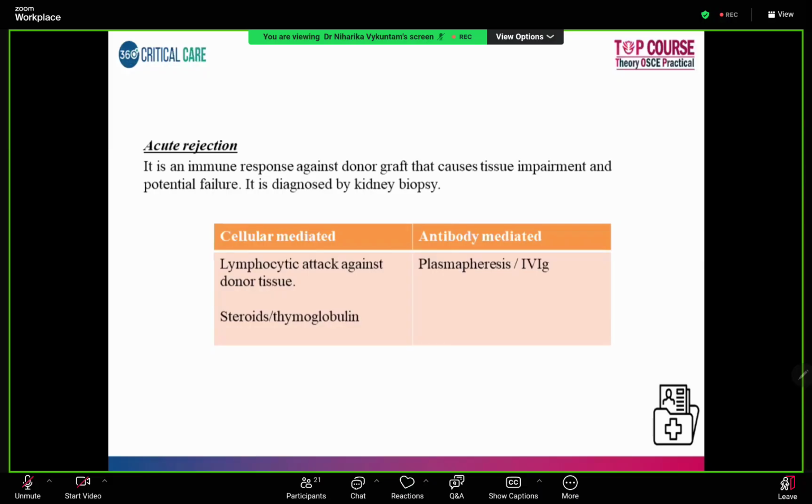If it is cellular mediated and you have diagnosed it on the kidney biopsy, the treatment would be steroids or thymoglobulin. But if it is an antibody mediated acute rejection, then the treatment would be plasmapheresis or IVIG. Okay.